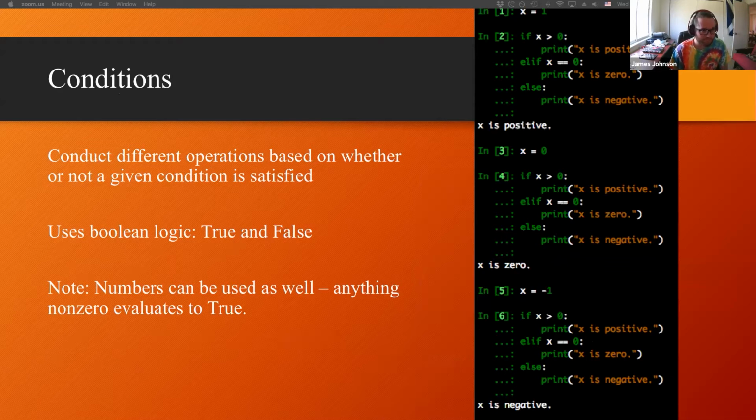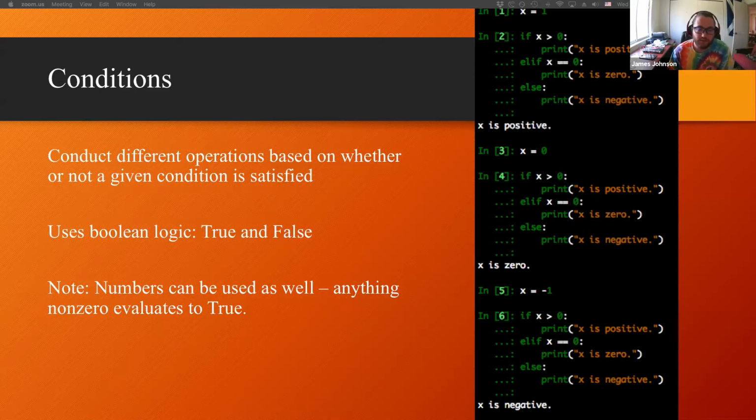So conditions are if-else statements, and these statements are always binary, so they're always true or false, one or the other. There's no maybes with any of this. And one thing to know, if you are a pure Python programmer and you haven't had experience in, say, C or C++, is that numbers can be used as true and false as well. So anything non-zero is true. So you can just say if 1 or if 2, and that's the same as going if true.